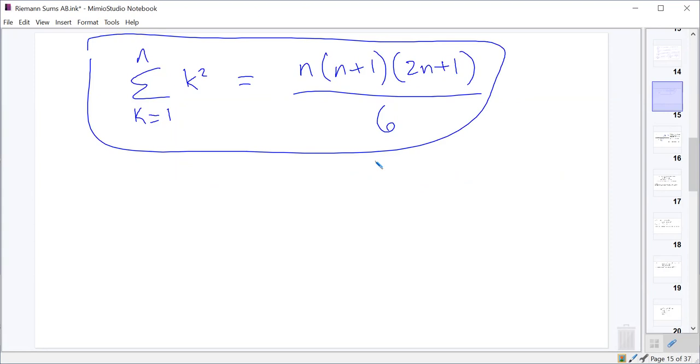If you try it with the first couple numbers, you'll find that it works out nicely. Right? If I wanted to find the sum of the first 3, if n was 3, that would be 3 times 4, which is 12, divided by 6, which is 2, and then 2 times 7 gives you 14. And if you add 1, 4, and 9, you get 14. Should work every time. Any questions or issues with that?